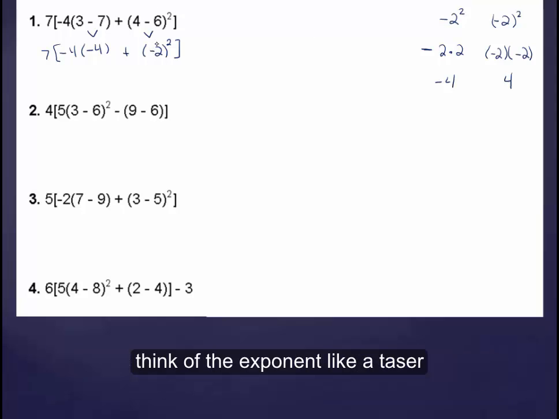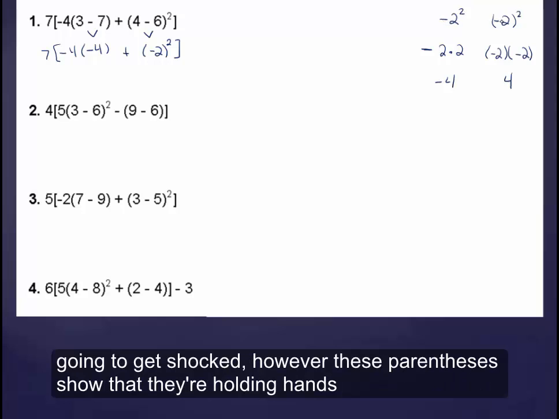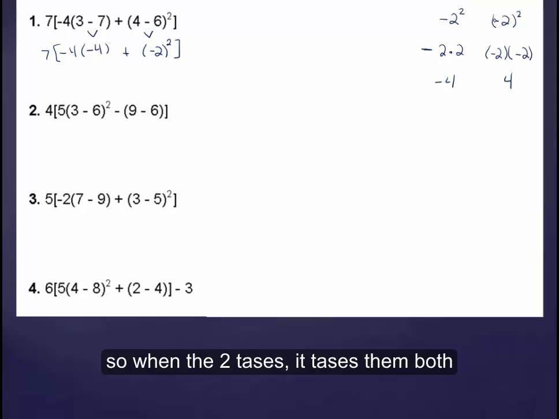Think of an exponent like a taser. If this negative and this 2 are hanging out, standing next to each other, and this exponent comes and tases this 2, the negative is not going to get shocked. However, these parentheses show that they're holding hands. So when the 2 tases, it tases them both.